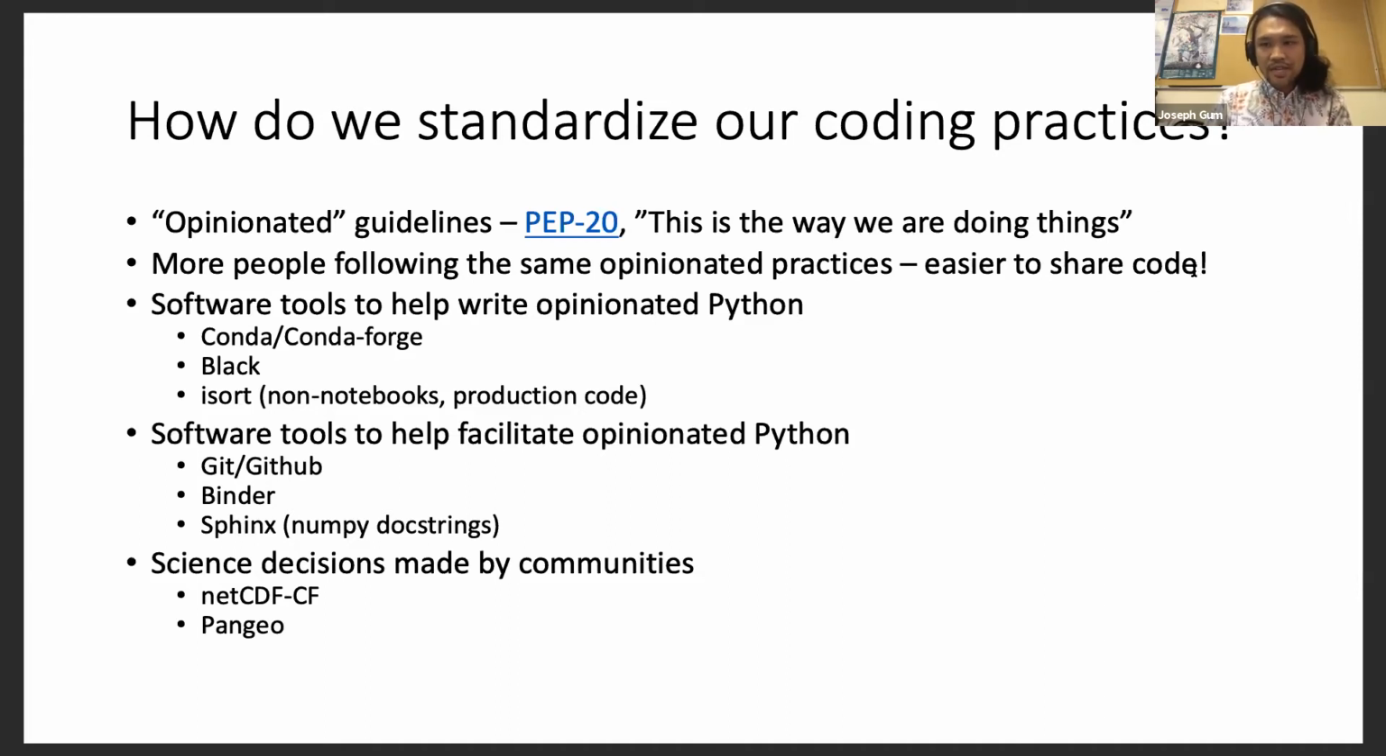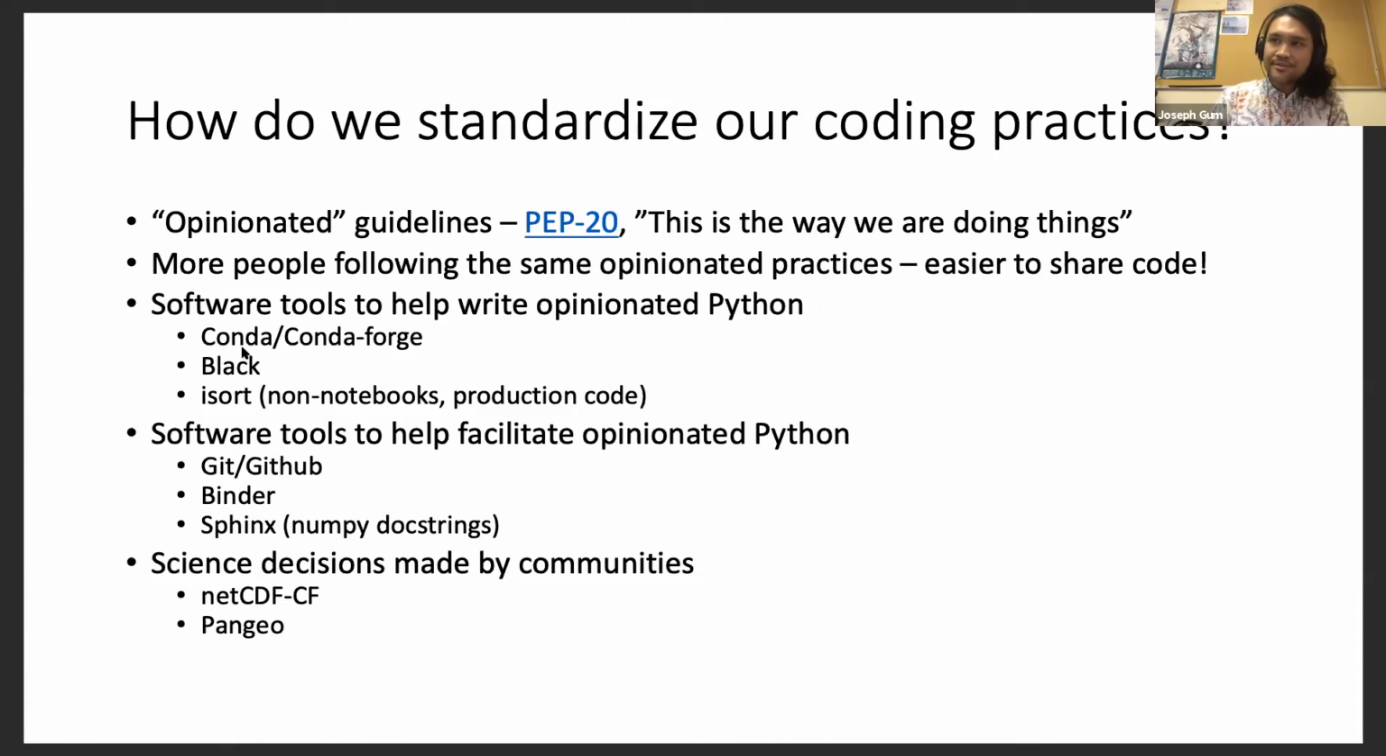It's kind of like, you know, we could all be speaking different languages to each other, but it's going to be very hard for each of us to grab a dictionary and look it up. And you can't cop out by using Google Translate. You have to do it the hard way. But if we all are speaking the same language, or at least writing the same language, it makes things easier to understand. So we have software tools to help write opinionated Python.